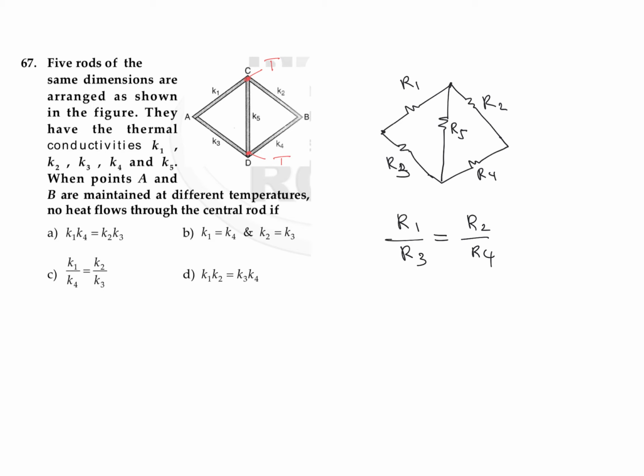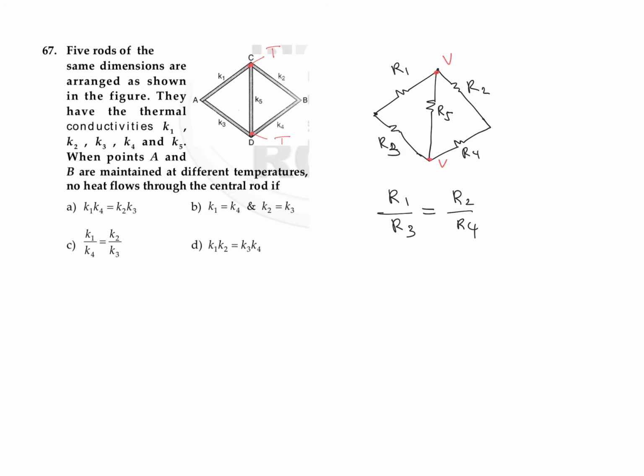Then using the concept of Wheatstone bridge, we can say that the potential of this point and the potential of this point are the same. So we can write the same condition for resistors also. This R1 can be written as L divided by K1 into A, where A is the area of the conductor. So this will be the value of R1. Like that, for all the resistors, the dimensions of the conductor, L and A, are given the same. So R is basically inversely proportional to K.